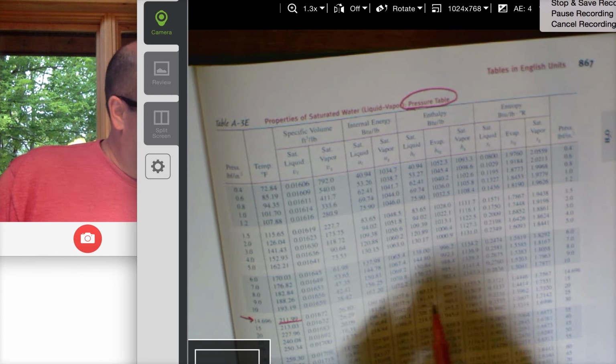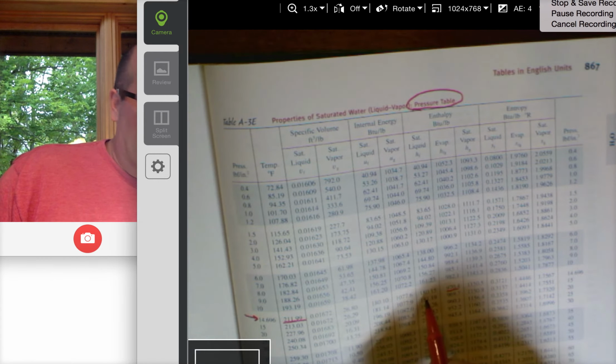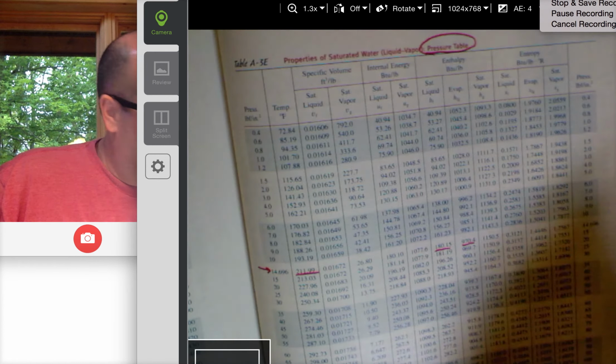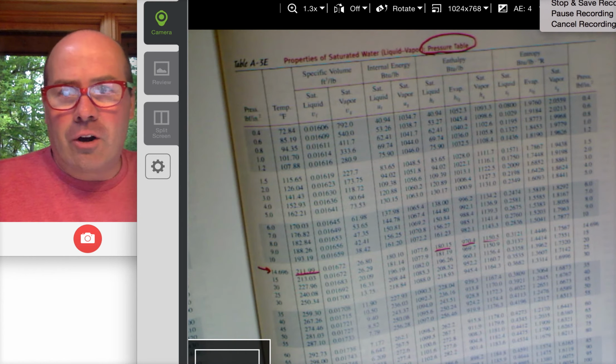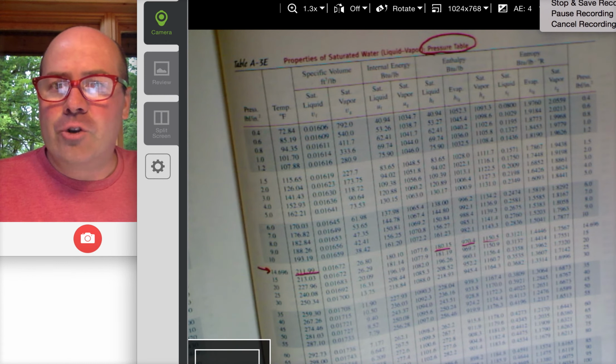And if we look over here, 970 again is the hfg, 180 is the hf, 1150 is the hg, same table. These are the saturation tables. They're good for anywhere on the vapor dome or inside. That's good enough for now.